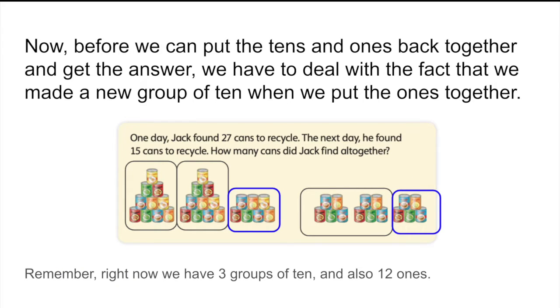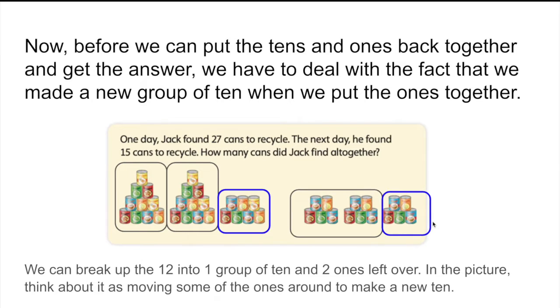Now, here's where it gets a little messy. Before we can put the tens and ones back together and get the answer, we have to deal with the fact that we made a new group of 10 when we put the ones together. You see how that 12 has a 10 in it? There's a 1 in the tens place. So, we have our 3 groups of 10 from adding the tens, but we also have 12 ones, and you know that there is a 10 in that pile of 12 ones. So we can break up the 12 into 1 group of 10 and 2 ones left over. 1 ten and 2 ones you can see in the number.